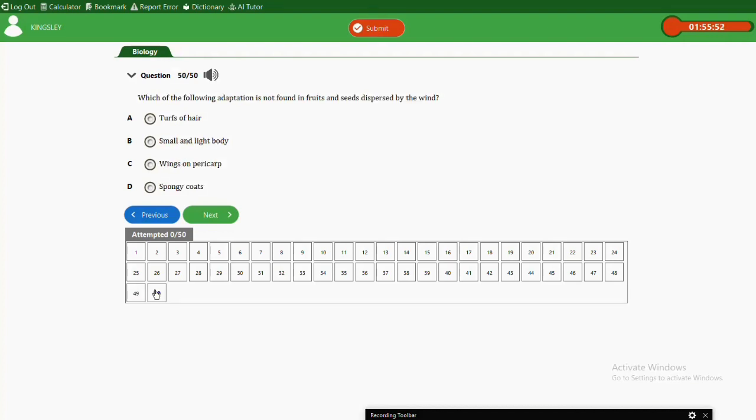So the next and the last question we'll talk about is question number 50, which says, which of the following adaptations is not found in fruits and seeds dispersed by water? So guys, we've treated this question already. First of all, the correct answer to this question is option D, that's spongy coats. The spongy coats will actually make them heavy, and therefore is not an adaptive feature of seeds dispersed by wind.